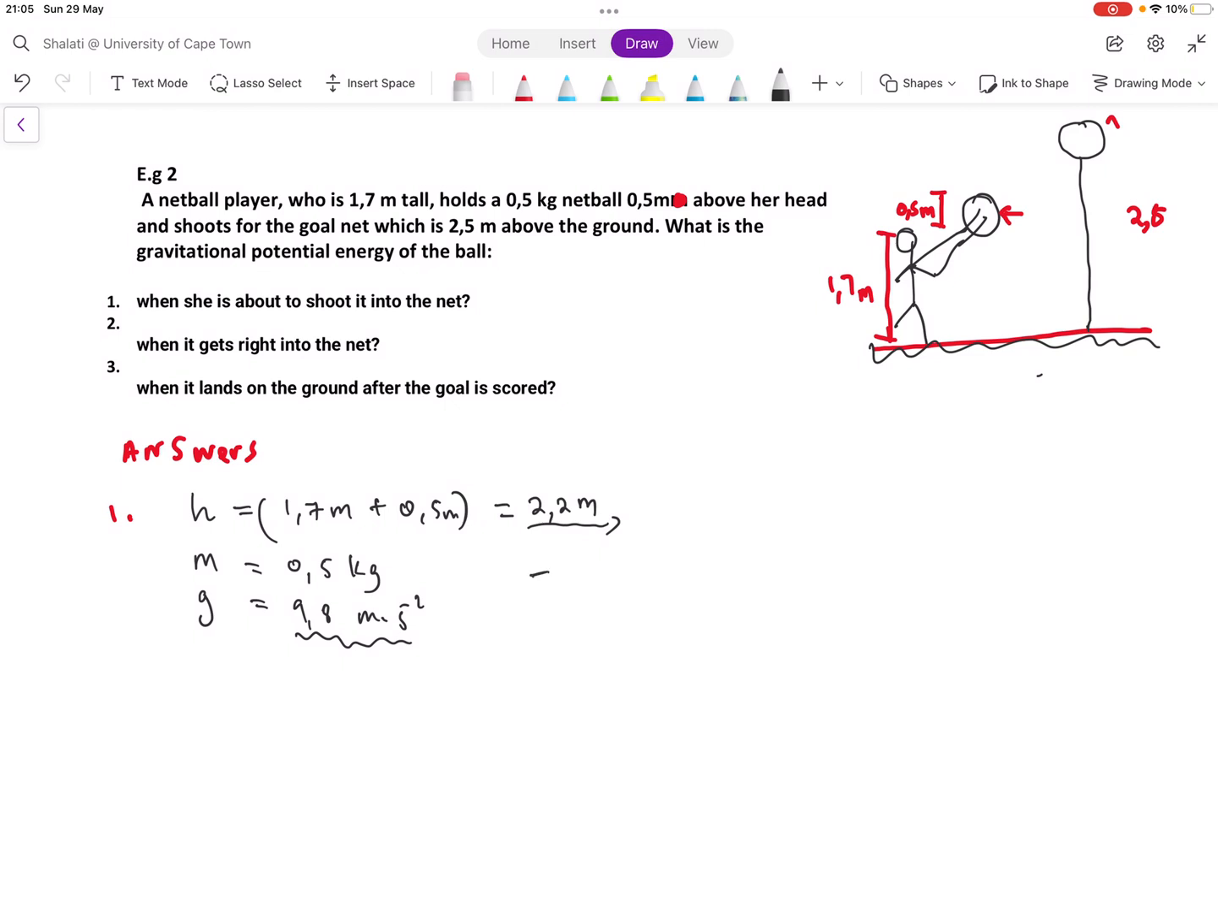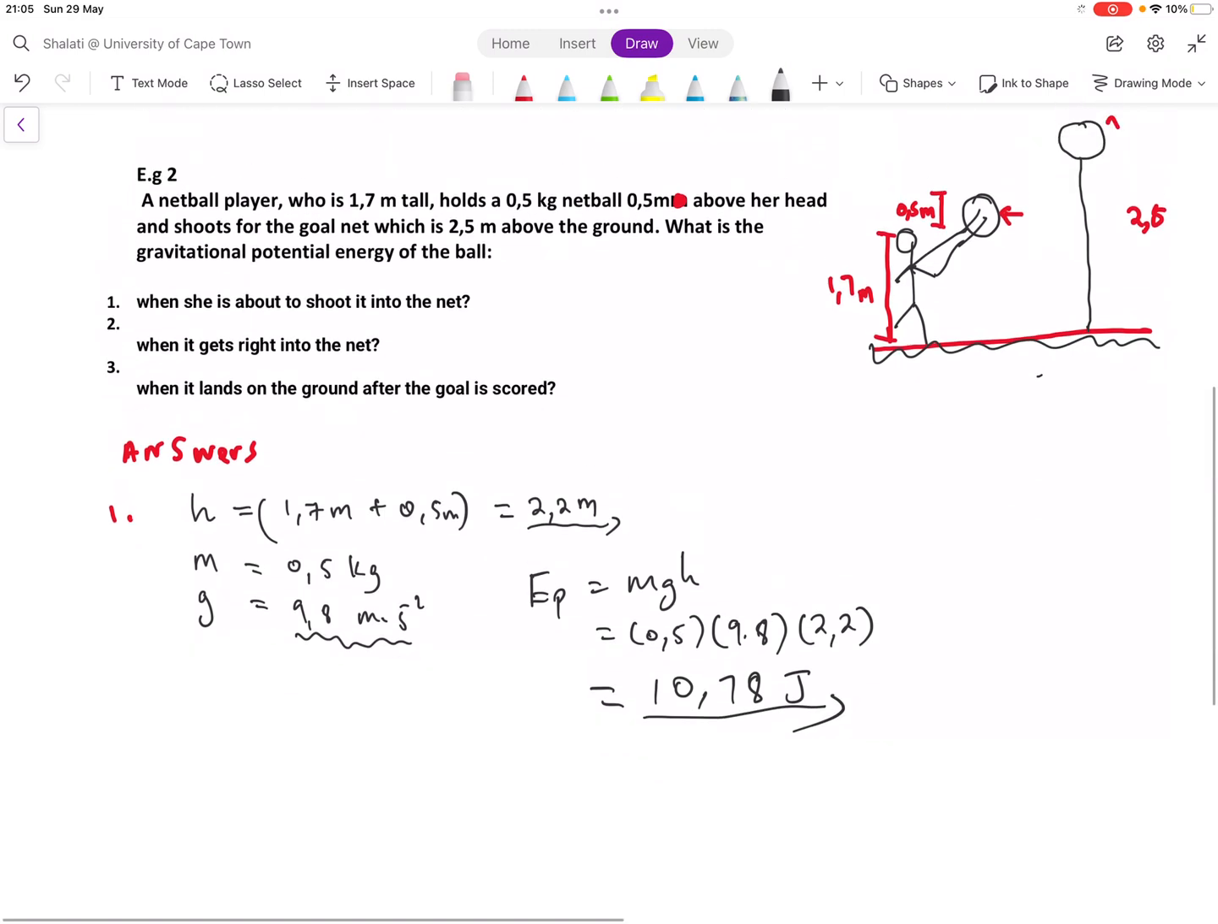Okay, so EP equals mgh. Our mass is 0.5 kilograms. Our g is 9.8. Our height is 2.2 meters. Then I find that the gravitational potential energy is 10.78 joules. Okay, so that is the answer.